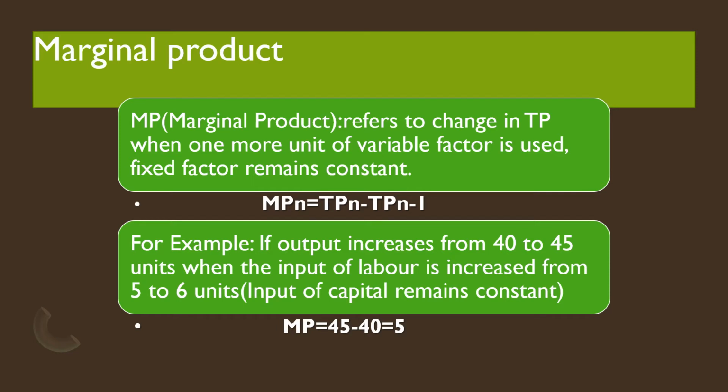So it will be calculated by applying the formula: marginal product at nth unit is equal to total product at nth unit minus total product at n minus 1, which is MP equal to 45 minus 40, which gives you 5. This n is basically denoting your units. Moving on to next.